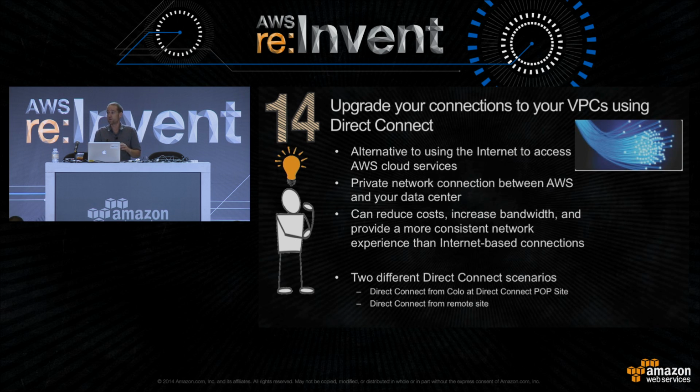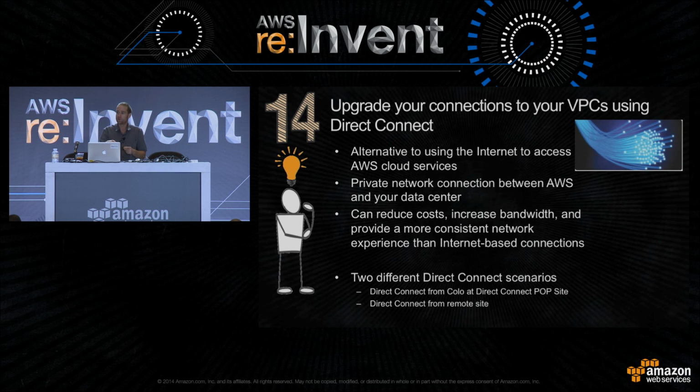Scenario two, you're in a remote site. And in this case, again, you order the port in the portal for the region you want, 1 gig or 10 gig. Then you go order a circuit with a telecom provider, preferably one of our partners, and you give them that LOA-CFA again. That authorizes them to order the cross-connect on your behalf.